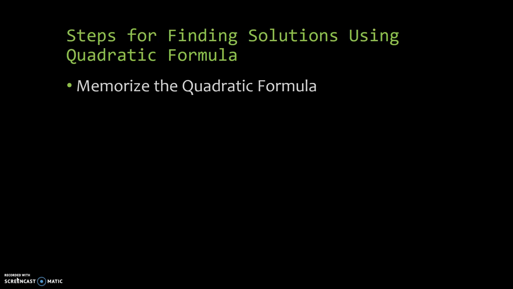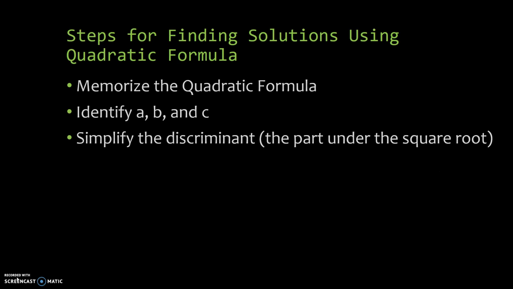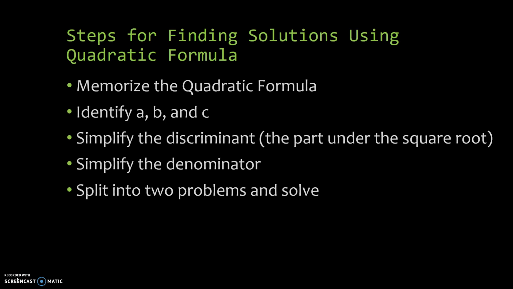So now that you have the quadratic formula memorized, this is what you shall do. First, you're going to identify a, b, and c from the standard form of a quadratic equation. We're going to substitute everything in, and as we go, you're going to simplify the discriminant, and that's the part underneath the square root, b squared minus 4ac. And then at the same time, you're going to simplify the denominator. So you're going to end up with a new fraction. Now, since there's two problems here, you have a plus or a minus. We're going to split it into two problems, which one will be a plus and one will be a minus, and then we will solve.